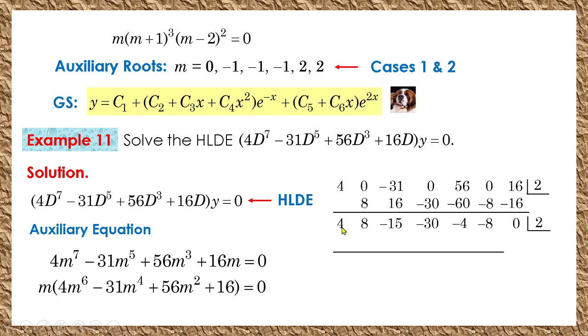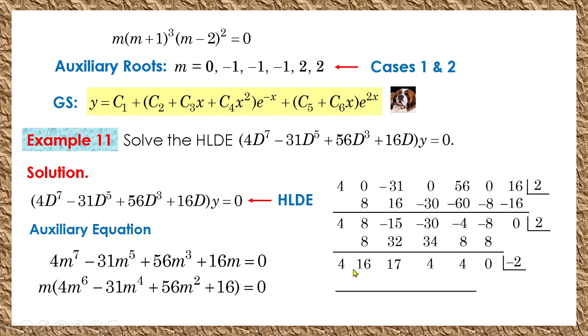Pero dito kayo mag-substitute sa 4m to the 5th plus 8m to the 4th minus 15m cubed minus 30m squared minus 4m minus 8. Pag sinubstitute nyo sa m, magsi-0 yan. Bring down, multiply by 2, 8, add 16, multiply by 2, 32, add positive 17, multiply by 2, 34, add 4, multiply by 2, 8, add 4, multiply by 2, 8. Add 0. Try again. What number? I tried negative 2.